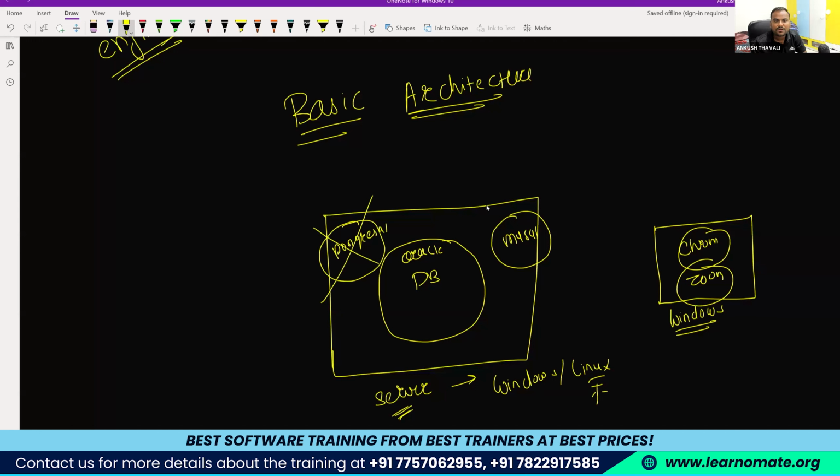But right now we are not worried about PostgreSQL or MySQL. We are much more worried about the Oracle database. So you will have a server, and under that server you will have the Oracle database.